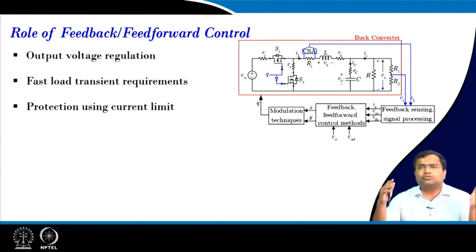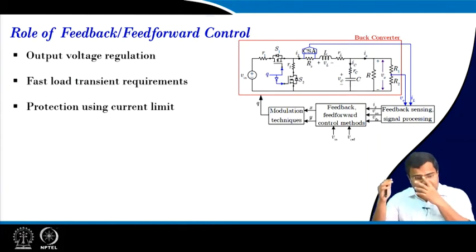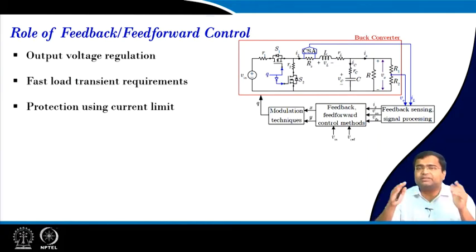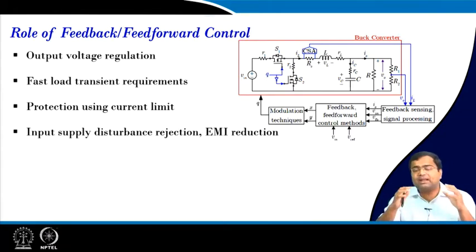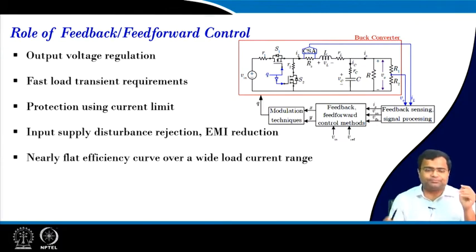If you take a boost converter for example, without current limit your switch can burn, the whole power converter can collapse if you do not take proper current limit, or it can damage your switches or even saturate the inductor. Then input supply disturbance is also very important, and also we need to reduce EMI. So, these are the aspects which are part of the objectives for designing the feedback control.